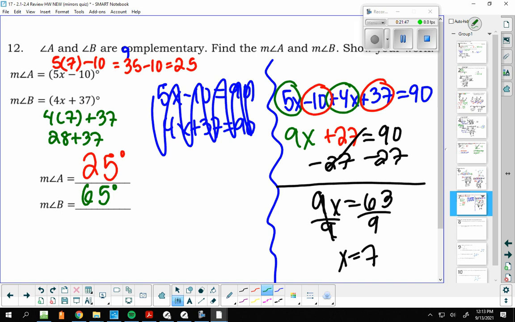Now, here's how you check. Do these add up to 90? Yes. Check. They're complementary. So that means we're correct. That's a good thing.